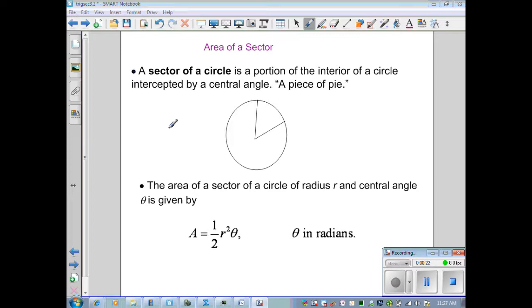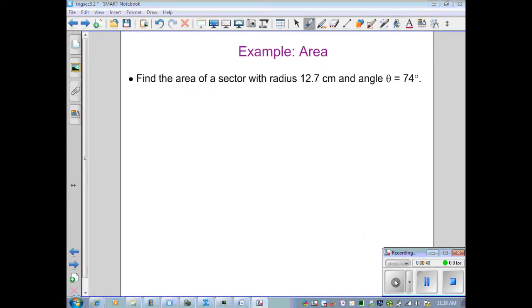The way we do this is by the given formula. Area of a sector is equal to 1/2 the radius squared times theta, or the degree of the central angle, and that central angle has to be in terms of radians. Our first example asks us to find the area of a sector with a radius of 12.7 centimeters and an angle theta equaling 74 degrees.